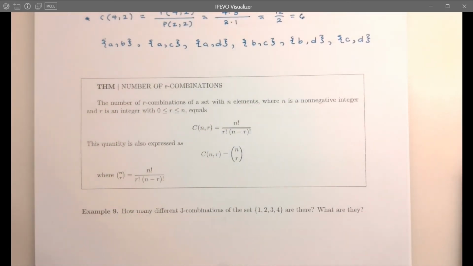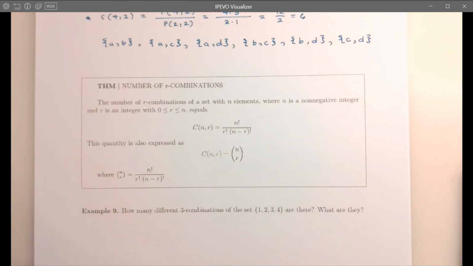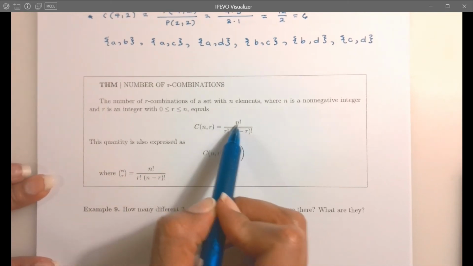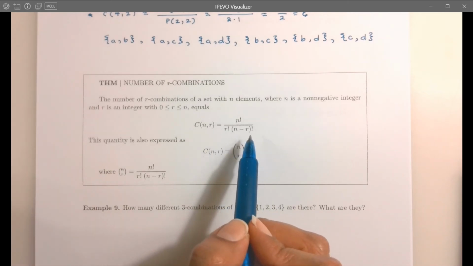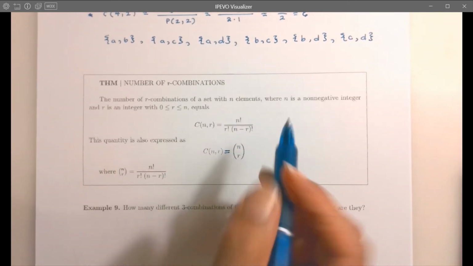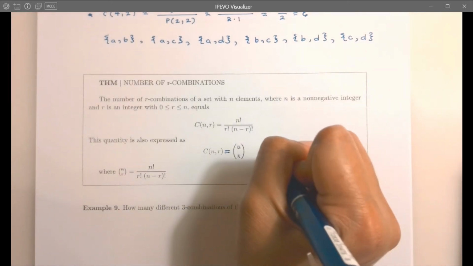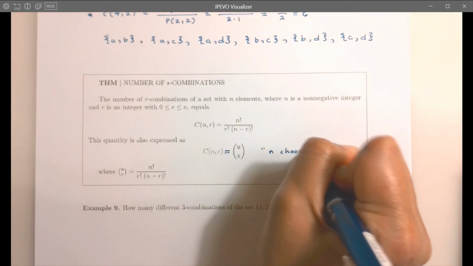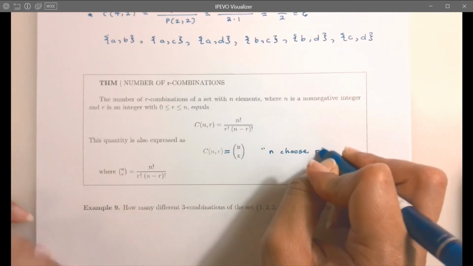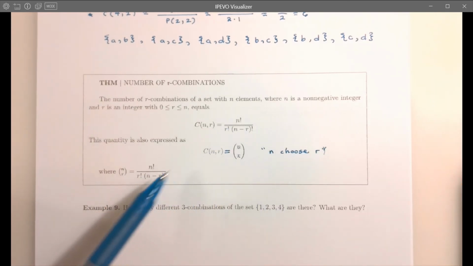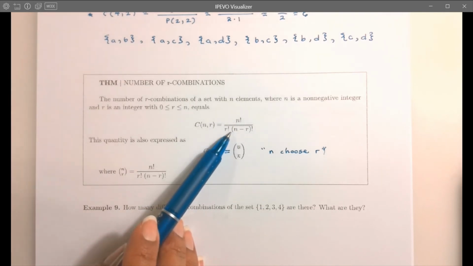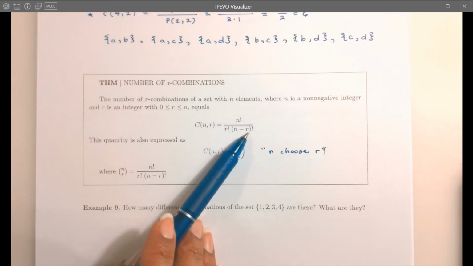Okay, so that is what this next theorem reads. The number of R combinations of a set with n elements, where n is a non-negative integer and R is an integer between 0 and n, is n factorial divided by R factorial times n minus R factorial, which is sometimes also expressed as n choose R. I'll just write it. This is read as n choose R. And this is called a binomial coefficient, which is just standing in short for n factorial divided by R factorial times n minus R factorial.